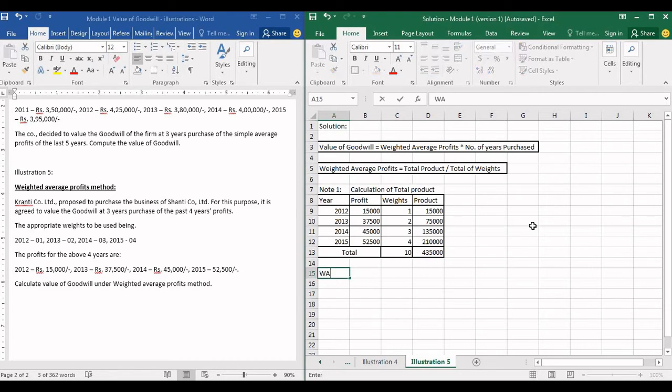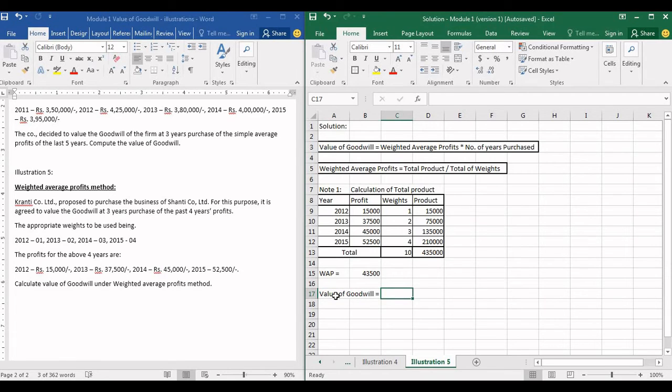So now let us find out the weighted average profit. I am using shortcuts. Please don't use such abbreviations in exam. Write it completely without abbreviations. Write the expanded form, which is weighted average profits is equals to total product 4,35,000 divided by total of weights, which is nothing but 10. The weighted average profit is 43,500.